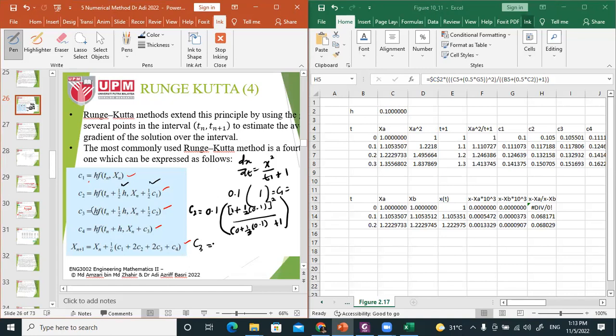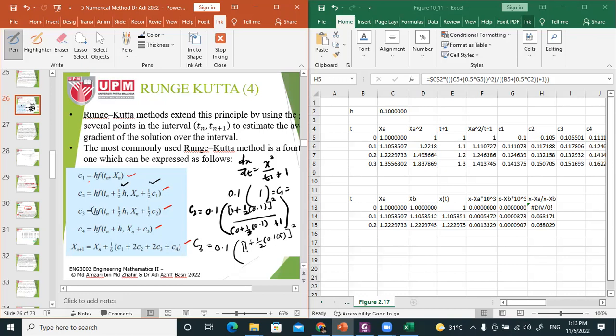So first is h. h remains the same, 0.1. What is your function here? What is your x? x squared. So what is your x? In this case, your x, you need to add 1/2 c2. So x is 1, and make it 1 plus 1/2 c2. What is your c2? c2 is 0.1105. So you need 0.105 squared because of x squared.